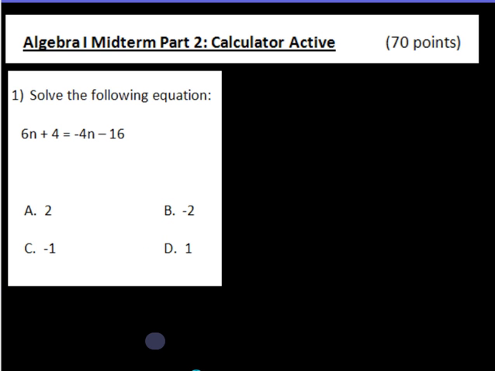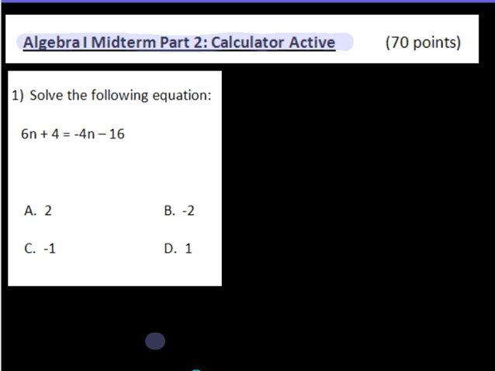So now we're into the calculator active part. This is the part you'll be able to use your calculator, and we're going to want to use that to help us get through this, right? It's a great tool. We need to know how to use it. Solve the following equation, okay? Probably wouldn't use it here.